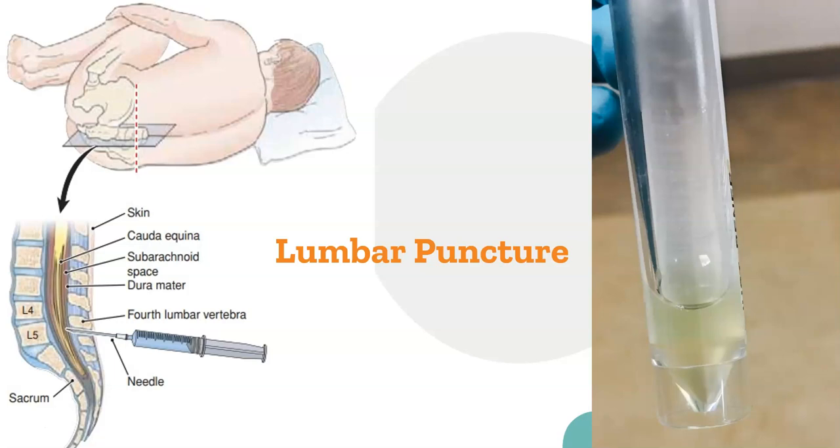CSF fluid obtained by the tap is normally clear and without any color. You can see by this example that the cerebrospinal fluid is cloudy and slightly purulent. A positive CSF culture for meningitis will have increased white blood cells, low glucose levels, and increased protein levels. The culture will also help to identify the culprit bacteria. A CT or MRI scan may be done to see the extent of increased intracranial pressure.